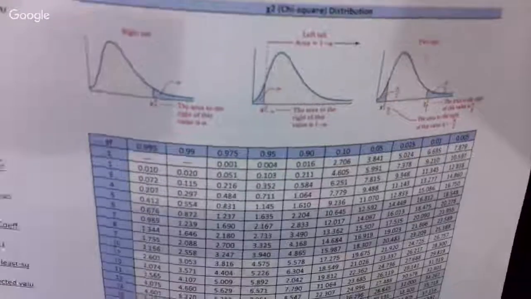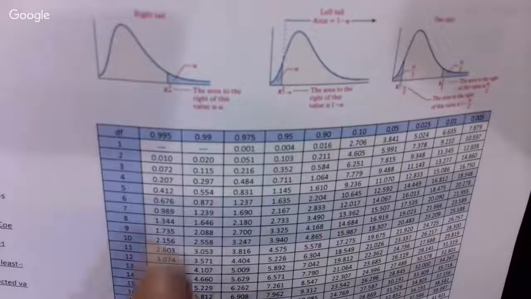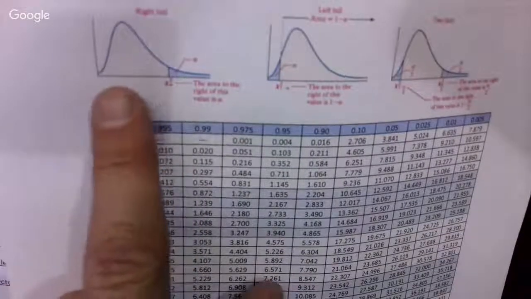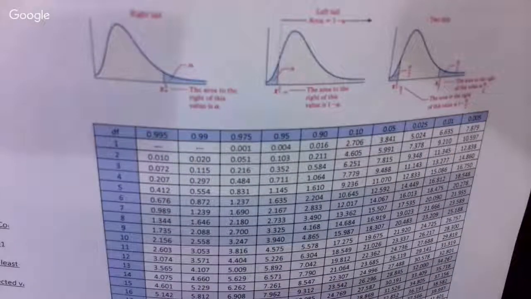Okay, so the idea here is we're going to be doing a right-tailed test. This will always be a right-tailed test. Now, it does tell you how to do a two-tailed test. It's a little bit complicated, and I don't think we're going to do a left-tailed test ever in this class, because a left tail means it is independent, right? So the right tail is what we're going to be concerned about.